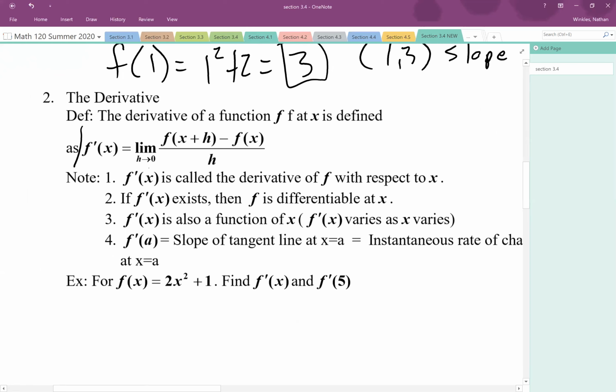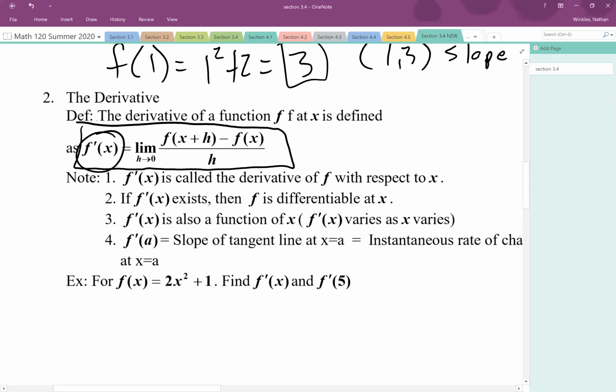So here is some new notation that we need to think about. This f prime of x is called the derivative of f with respect to x. If f prime of x exists, so that means our limit exists, then we know that f is differentiable at x. F prime of x is also a function of x.